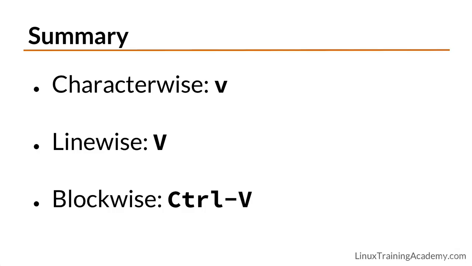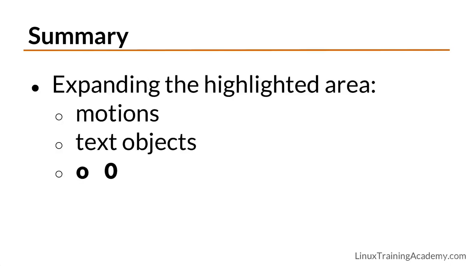Well, that's visual mode. Let's quickly recap what you learned. First off, you learned about the 3 types of visual modes, which are character-wise, line-wise, and block-wise visual mode. You learned how to start character-wise visual mode with lowercase v, line-wise visual mode with uppercase V, and block-wise visual mode with Ctrl V. You then learned how to use motions and text objects to expand the visual area.